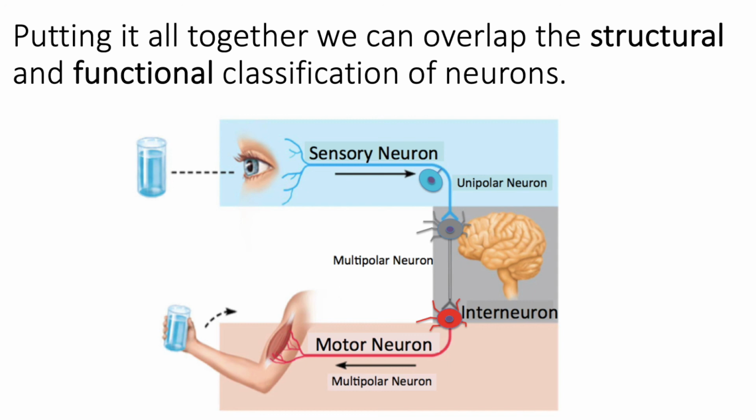So in summary, we classify neurons both structurally and functionally. Structurally, there are three types: a multipolar neuron, a unipolar neuron, and a bipolar neuron. Functionally, we classify neurons into three categories: either sensory neuron, interneuron, or motor neuron. Now, all sensory neurons are unipolar neurons. All interneurons and motor neurons are multipolar neurons. Bipolar neurons are rare, located in the eye and the ear, and they are special sensory neurons.